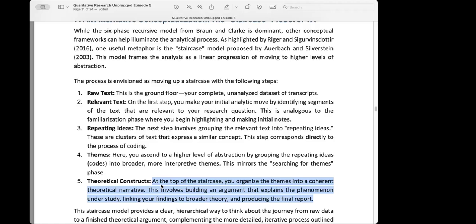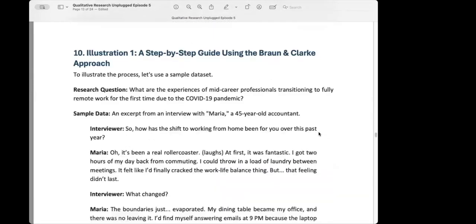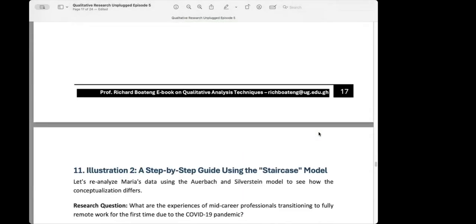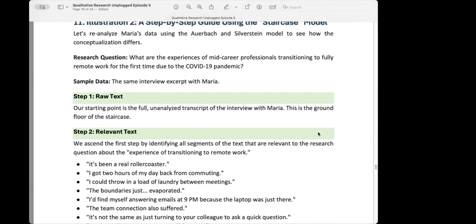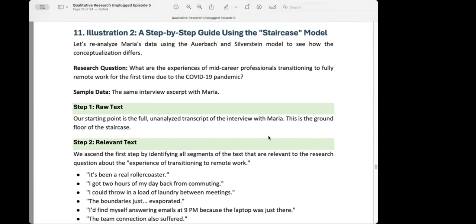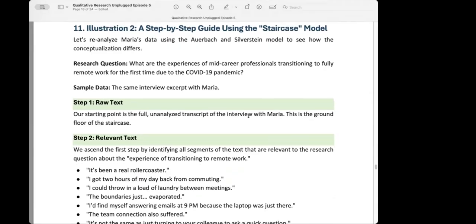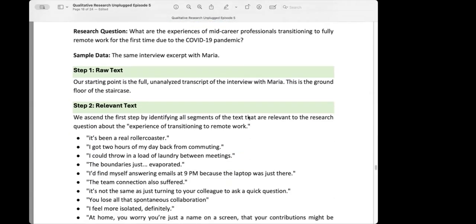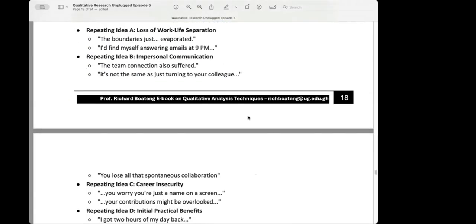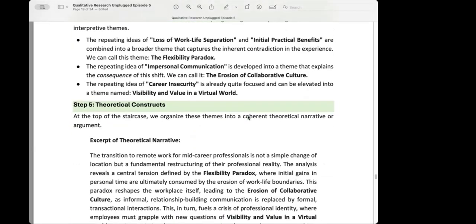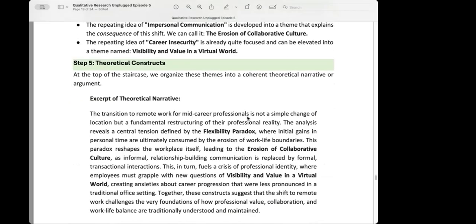Illustration, Maria. For Maria's data, the theoretical narrative developed at Step 5 might explain that the transition to remote work for mid-career professionals like her is not merely a simple logistical shift, but represents a fundamental restructuring of their professional reality. This restructuring, the argument goes, is characterized by the flexibility paradox, where initial personal gains are often ultimately countered by blurred work-life boundaries. This condition then contributes to the erosion of collaborative culture, as informal relationship-building interactions are replaced by formal transactional ones. And this, in turn, fuels a crisis of professional identity, prompting new anxieties about maintaining visibility and value in a virtual world.